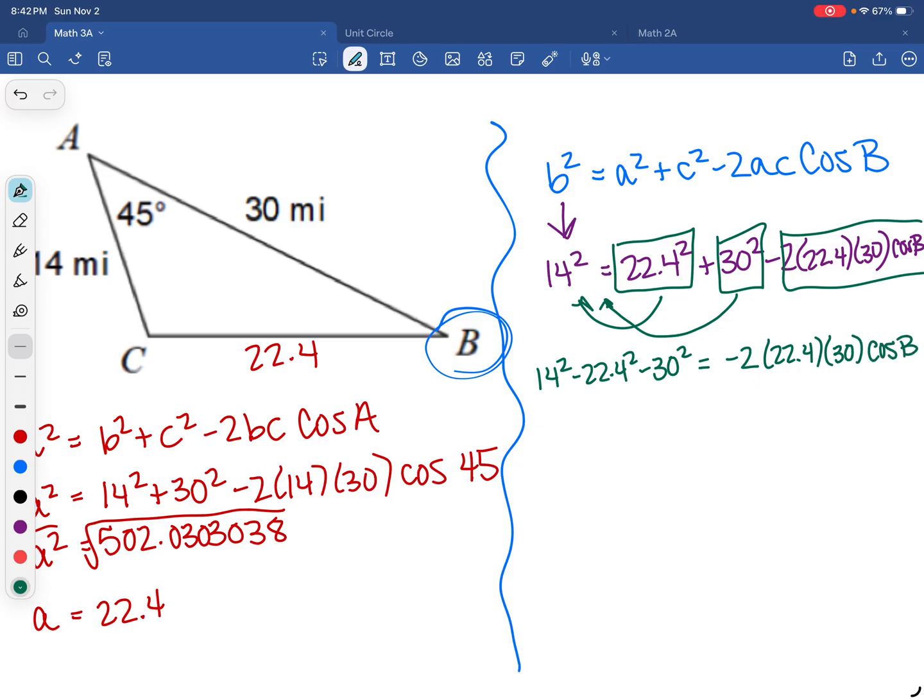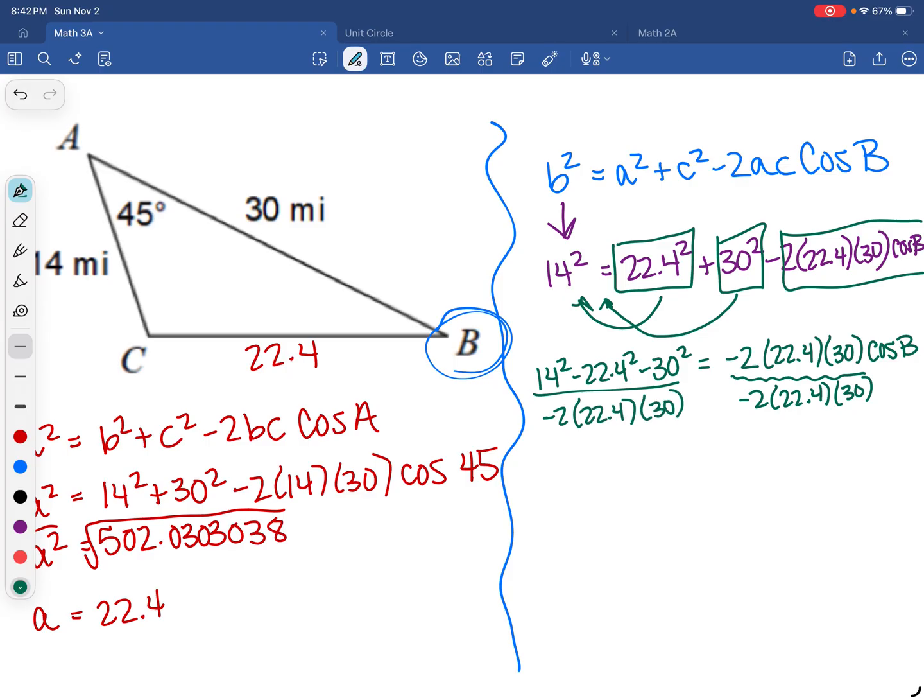Okay, this seems a little crazy, but remember all of this stuff right here is in the front of our cosine B. So it's like the coefficient. It's everything that's just in front of it. So that means we can divide it to the other side. Okay, so we're going to divide that over here.